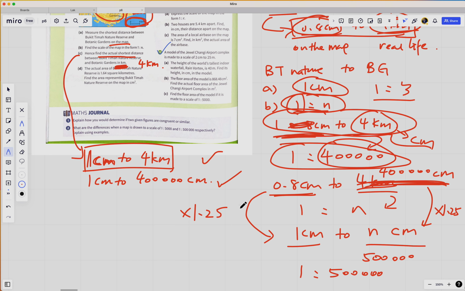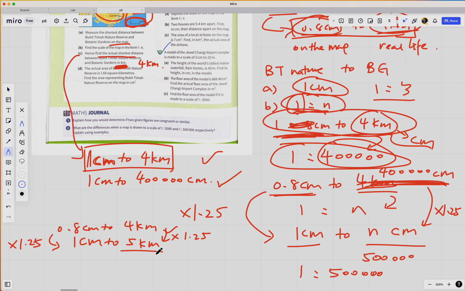So if I use my scale, it is 0.8 cm to 4 kilometer. That's the first one. Then the other one is 1 to 500,000. I'm going to use this one because they want me to express it in kilometer. So I ask myself, 1 cm is to how many kilometer? The jump from here is times 1.25, right? Yeah. So therefore here also must times 1.25, and you should end up with 5 kilometer. You can help me check 4 times 1.25.